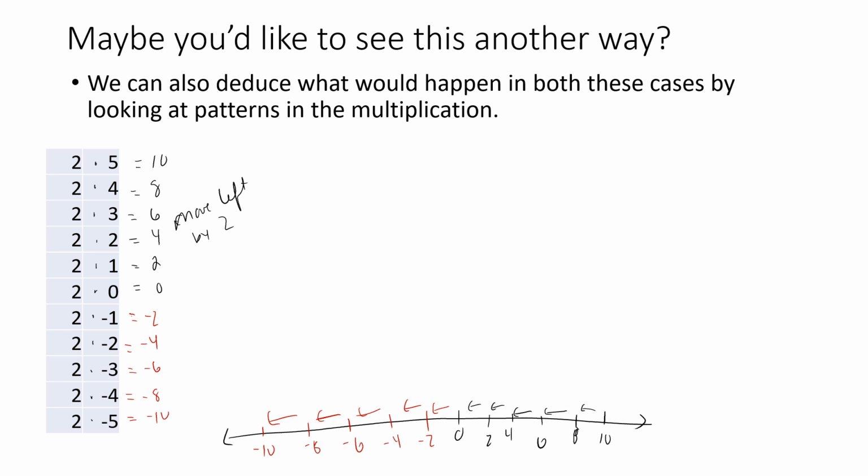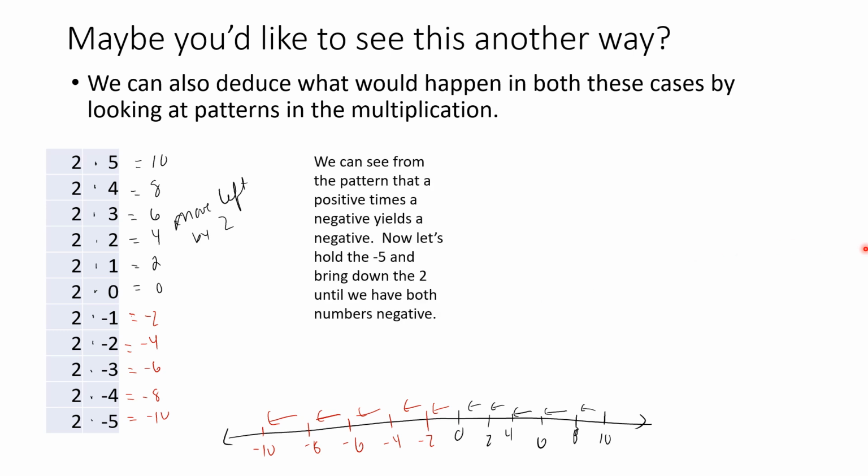Now, where we end with our conclusion here is that a positive times a negative does indeed give us a negative number. Same conclusion that we arrived at the other way. So if both numbers are positive, you have a positive number. If one of the numbers is negative, then you land at a negative number. We can see from the pattern that a positive times a negative yields a negative.